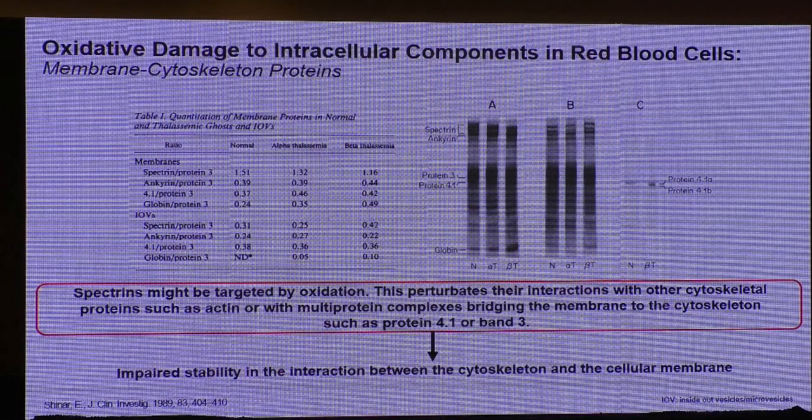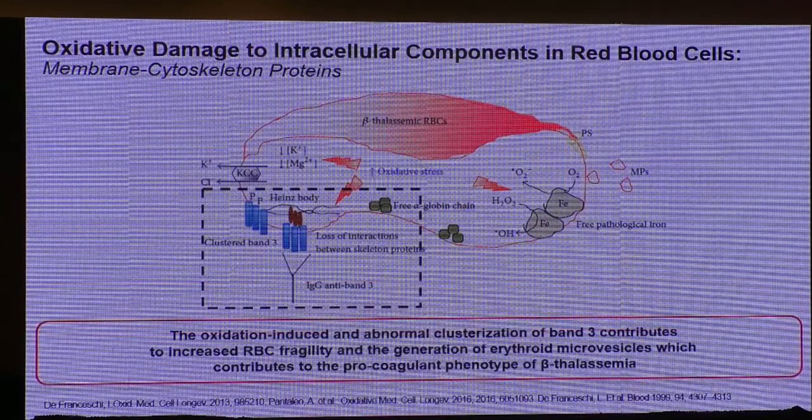And some of the proteins involved include protein 4.1 and band 3, and this leads to an impaired stability in the interaction between the cytoskeletal protein and the cellular membrane. So looking specifically at the band 3 protein, we know that oxidation-induced damage and abnormal clusterization of this band 3 protein will actually increase the fragility of the red blood cell, so the red blood cell will become more fragile, and we have a generation of erythroid microvesicles that can contribute to the procoagulant phenotype that we mentioned earlier, as seen in beta-thalassemia.